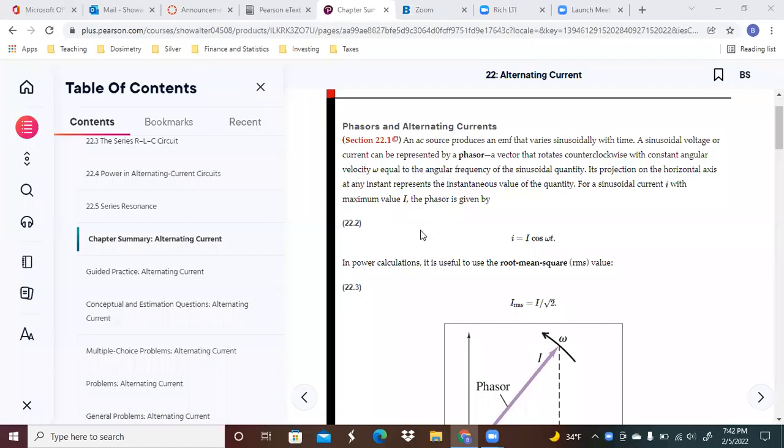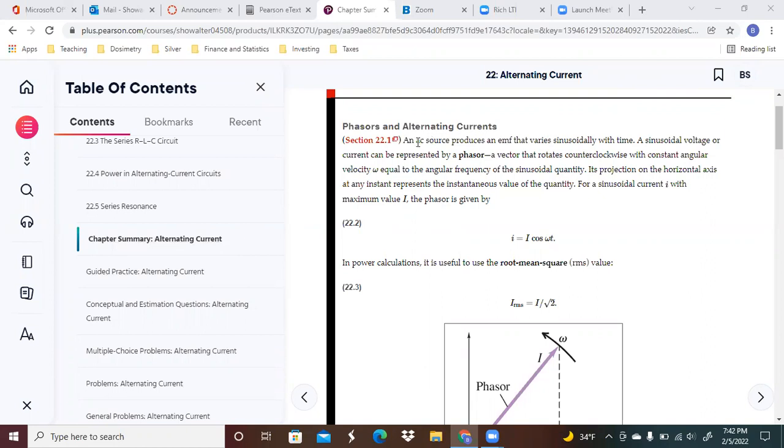This will be the lecture over chapter 22. Here we're going to be looking at alternating current and the characteristics of the properties of working with alternating current. So in order to be able to describe alternating current, we have to come to an understanding of what phasors are.